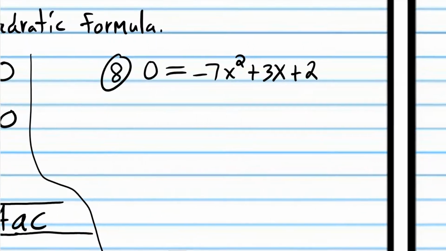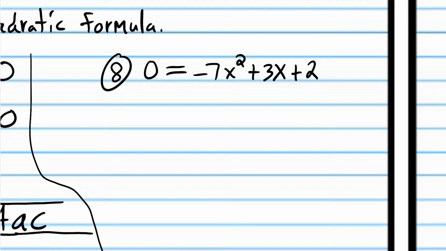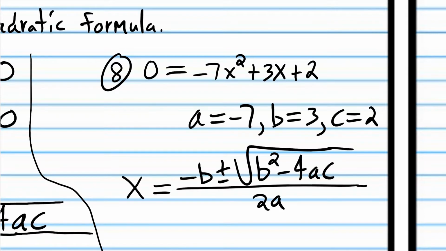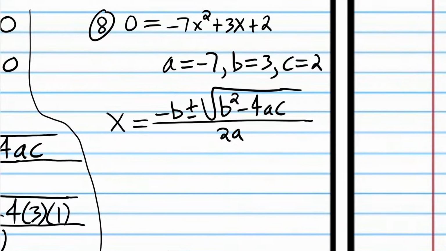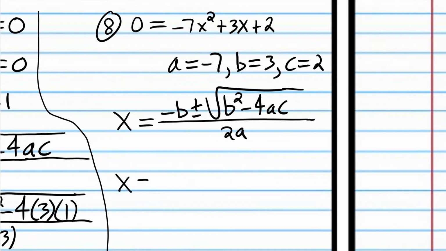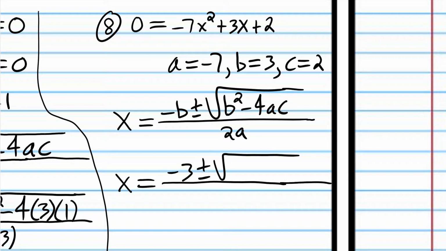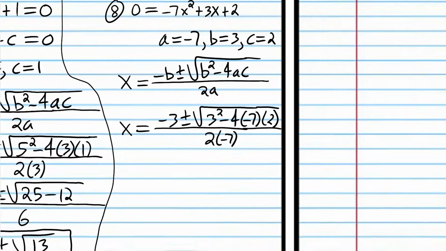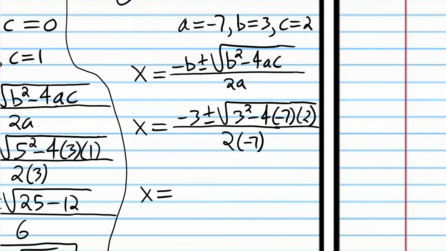I'm going to label the constants and write the formula down. Okay, so now we're just going to plug in those numbers into the formula. Again, this is the formula we're plugging into. So we have negative b plus or minus b squared minus 4 times a times c. That's what the formula tells us to do. And then on the bottom, 2 times a. Again, a is negative 7. And all we have to do at this point is just simplify.